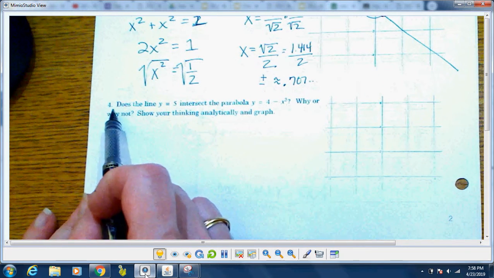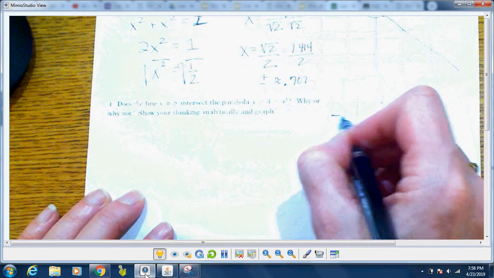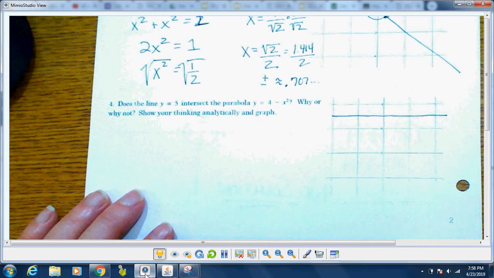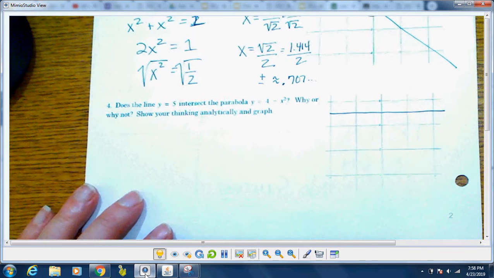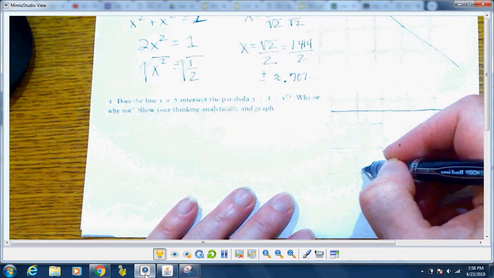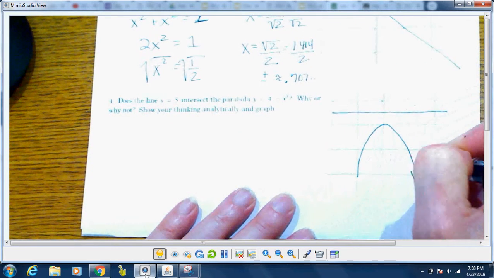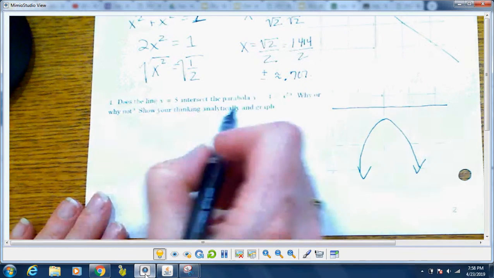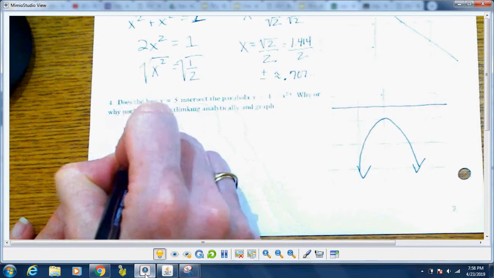This one, number 4, does the line y equals 5, which is up here, intersect with y equals 4 minus x squared? This is a parabola opening down. When you graph it on Desmos, it looks like this. So the answer is no. Let's go ahead and set it up.